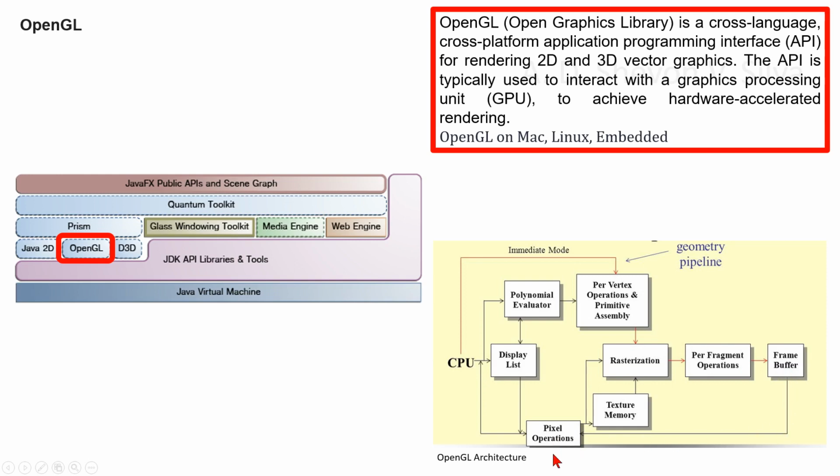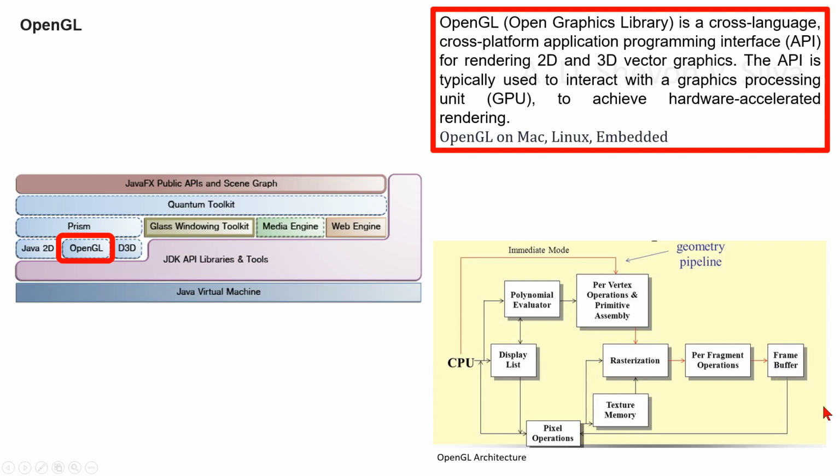In a geometry pipeline, CPU is connected to per vertex operations and primitive assembly through immediate mode, and per vertex operations and primitive assembly is connected to rasterization. Rasterization is connected to per fragment operations. Per fragment operations are connected to frame buffer.